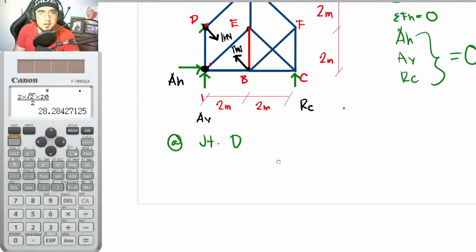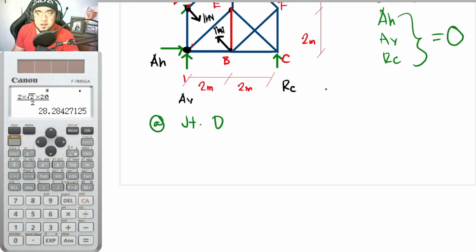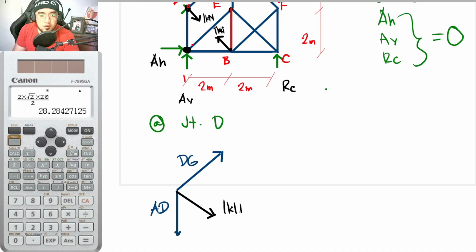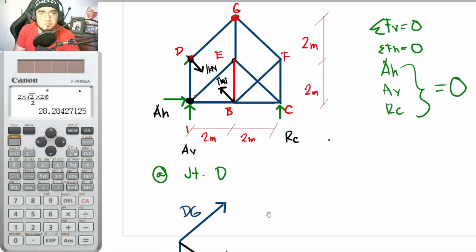At joint D, let us now solve for the bar forces. So we have here DG. So this is DG. This is AD. And this is the 1 kilonewton unit load. So this is now the 1 kilonewton unit load.